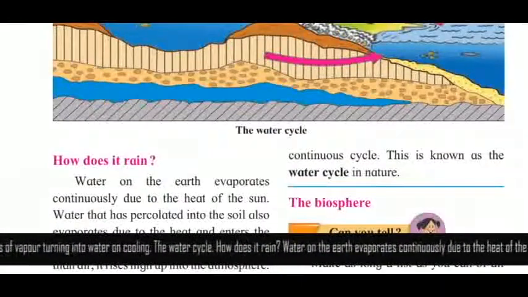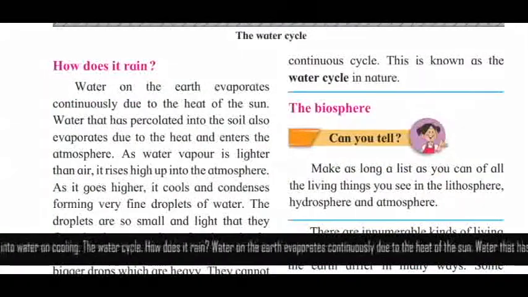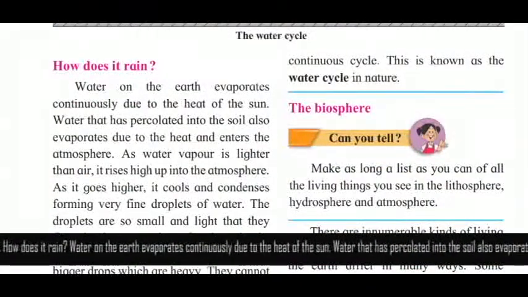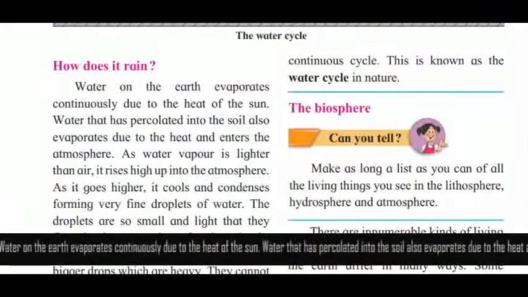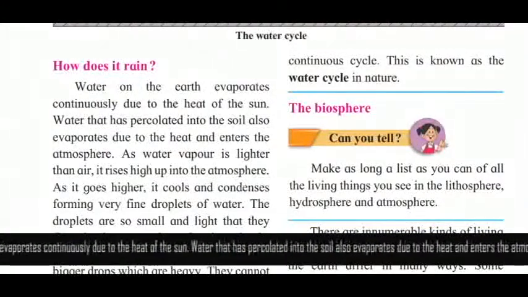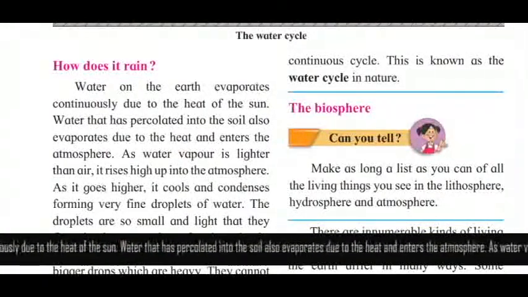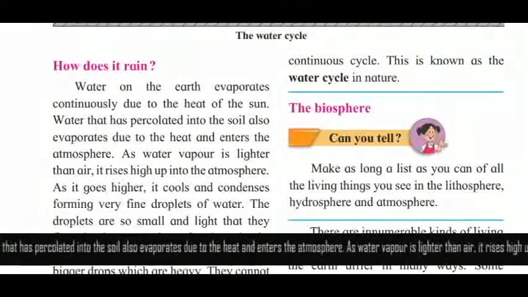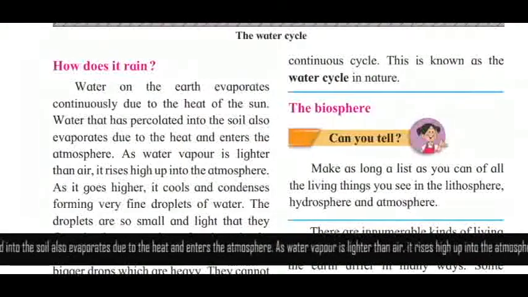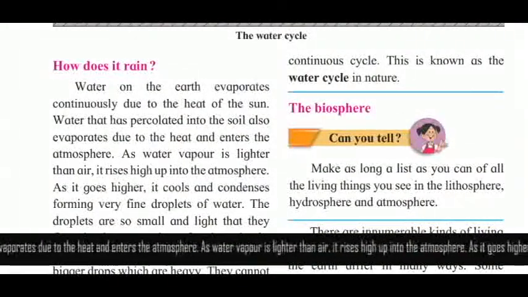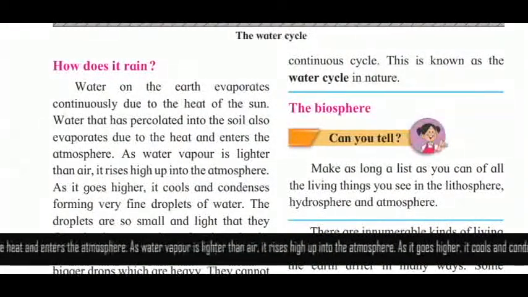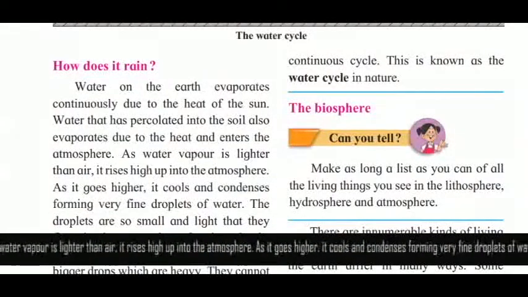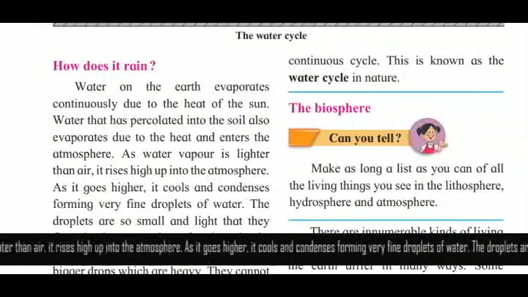A new word: condensation, the process of vapor turning into water on cooling. The water cycle. How does it rain? Water on the earth evaporates continuously due to the heat of the sun. Water that has percolated into the soil also evaporates due to the heat and enters the atmosphere.